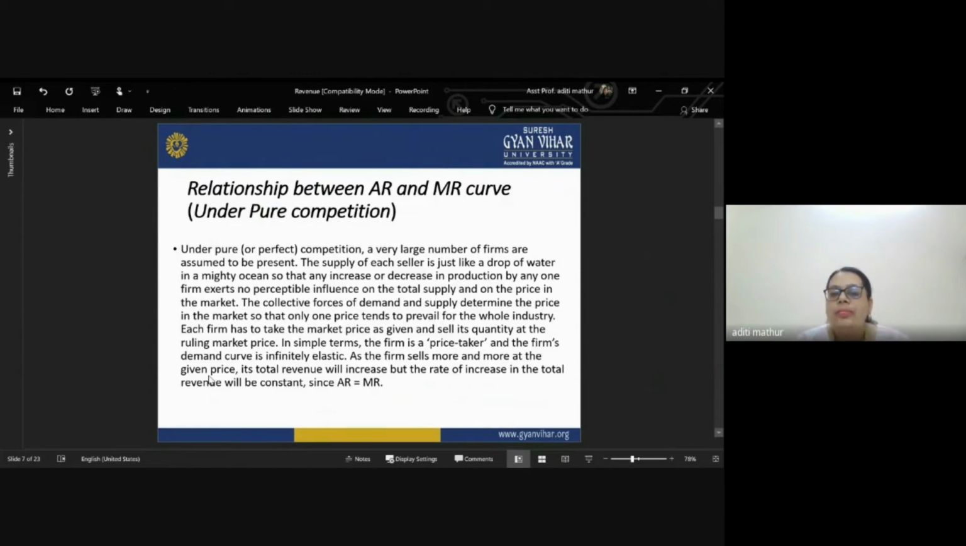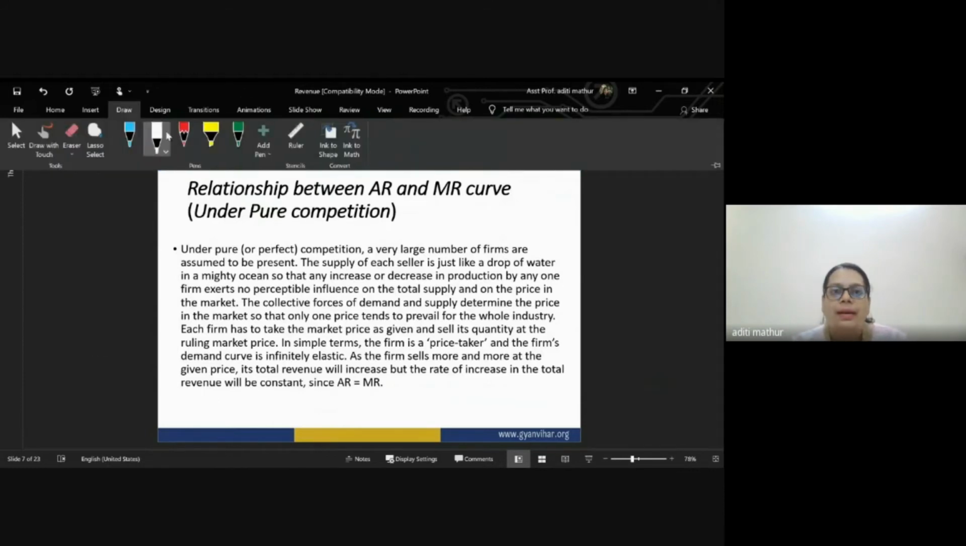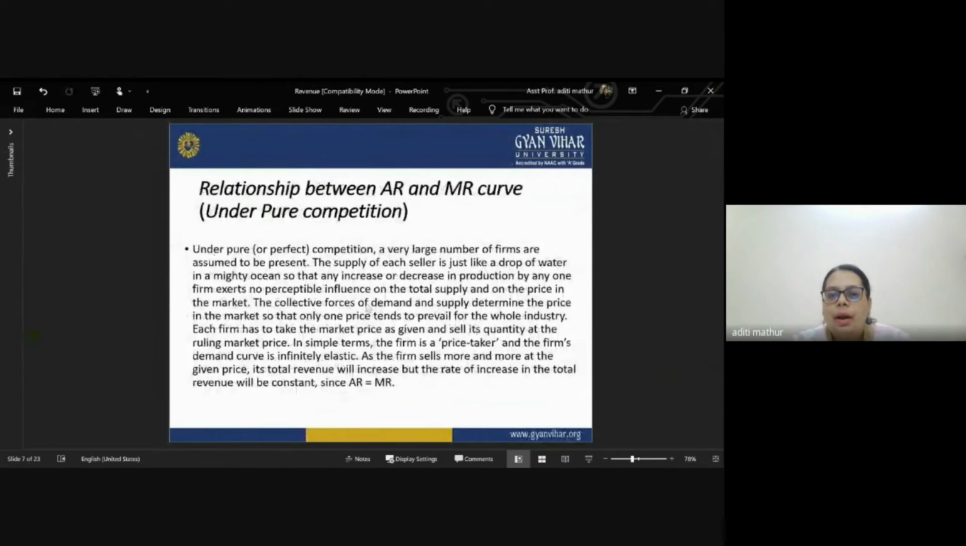The collective forces of demand and supply determine the prices in the market, so that only one price tends to prevail in the whole industry. So the point to be taken from this paragraph is that the market forces of demand and supply determine the prices in pure or perfect competition. Each firm has to take the price given by the market and sell its quantity at that ruling market price only. In simple terms, the firm is a price taker, and the firm's demand curve is infinitely elastic.